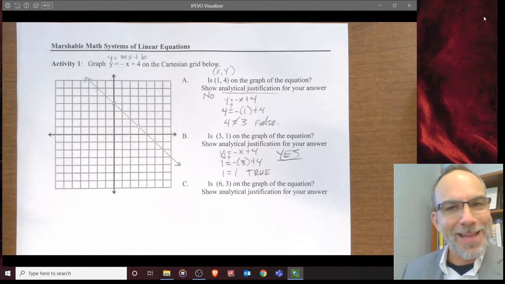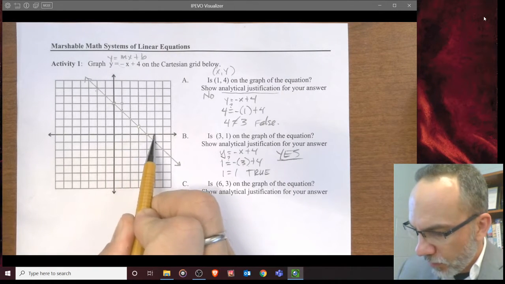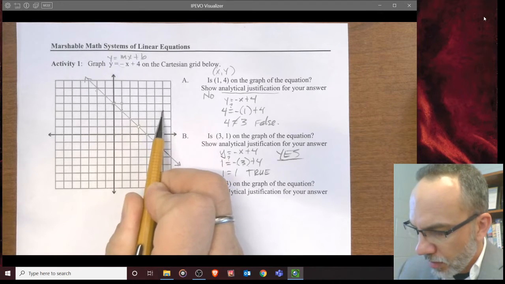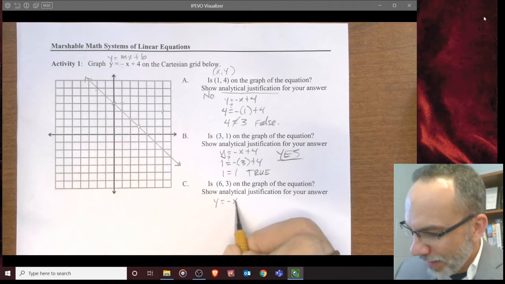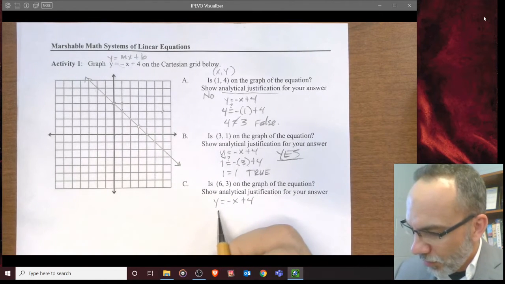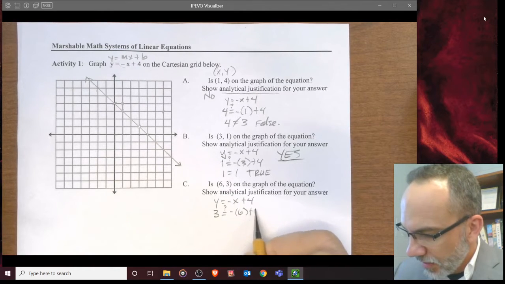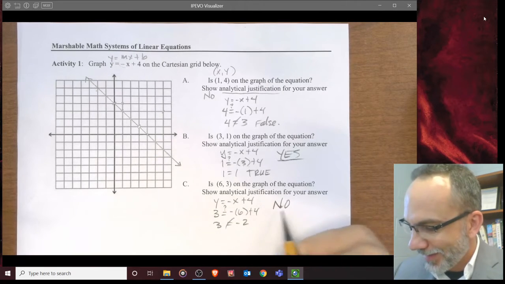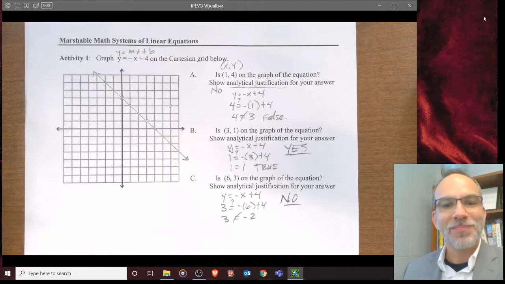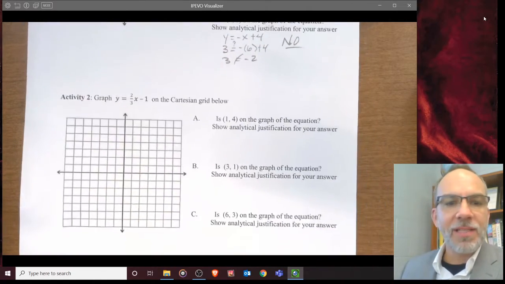Okay. Both graphically and analytically. Now the last one, is 6, 3 on the graph of the equation? Well, all right, so 1, 2, 3, 4, 5, 6, and then up 1, 2, 3. Oh no, that's way off. Let's see. y is equal to negative x plus 4, so the y value is 3. Is it equal to, I'm asking, negative of 6 plus 4? Is 3 equal to negative 2? No, way off. There we go. Nice, huh? Okay, good. So now what about this one, activity number 2?